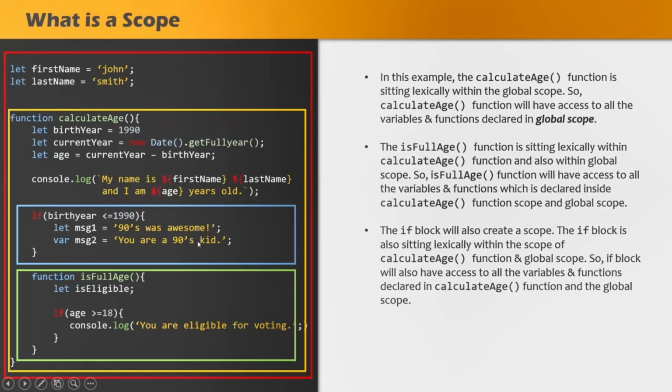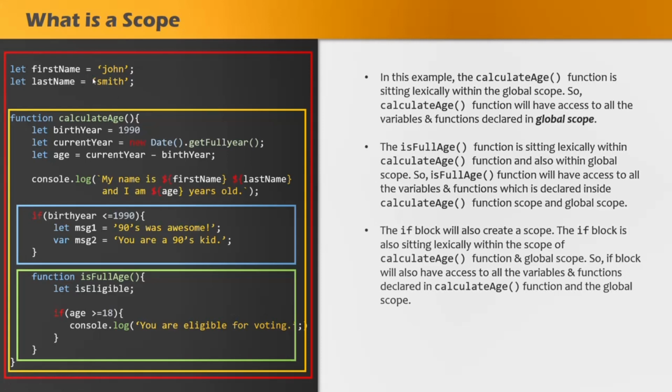So this is what we learned in our last lecture. And here, this is called lexical scoping. A function or a code block sitting lexically within another scope will automatically have access to all the variables and functions which are declared in its parent scope and their parent scope. So this isFullAge will have access to all the variables and functions of this calculate age function. And since this calculate age function is sitting lexically within this global scope, this isFullAge function will also have access to all the variables and functions declared in the global scope.